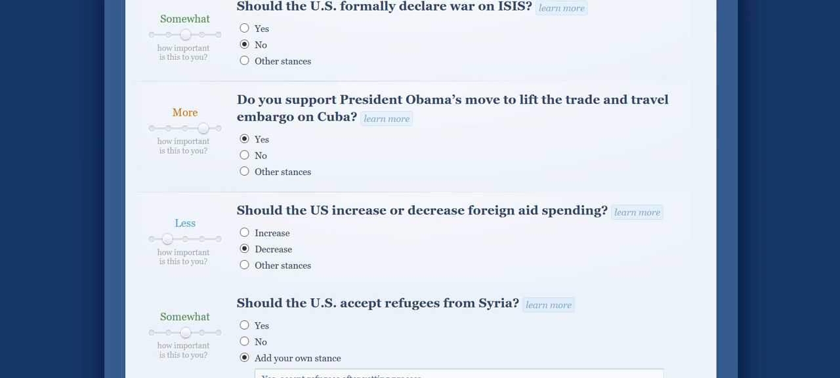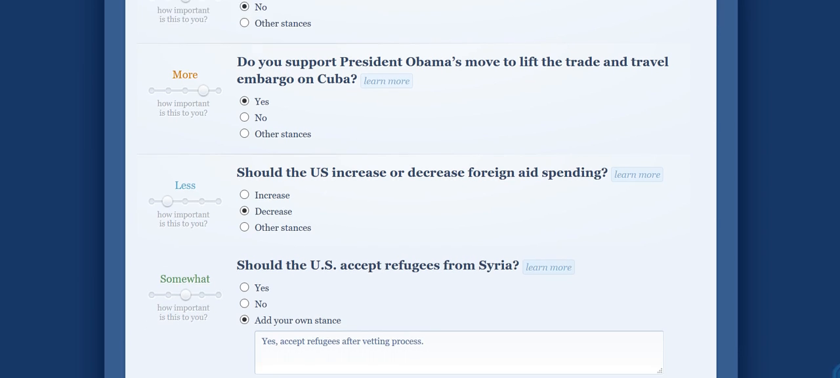The embargo made no goddamn sense, and it didn't work. So Obama is 100% right about the Cuba move. So I'm with him on that completely. It's one of the best things he did, in my opinion, along with the Iran deal and some other things.